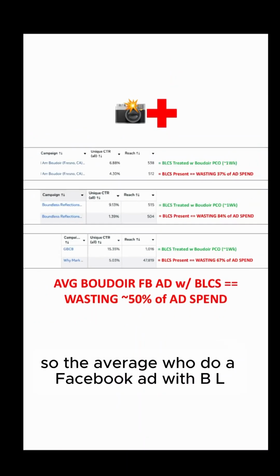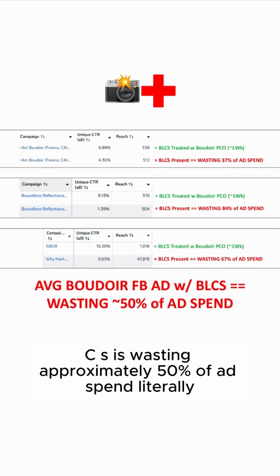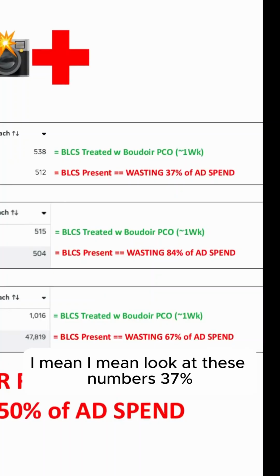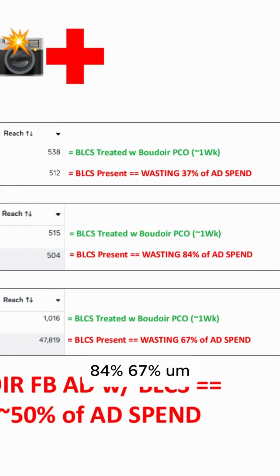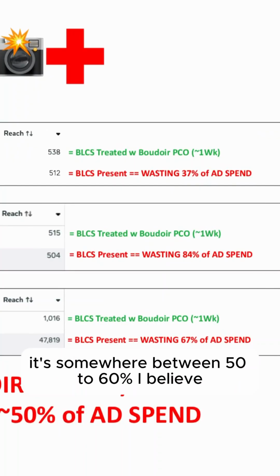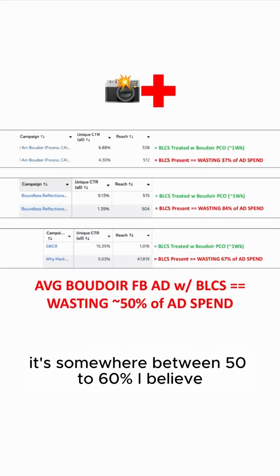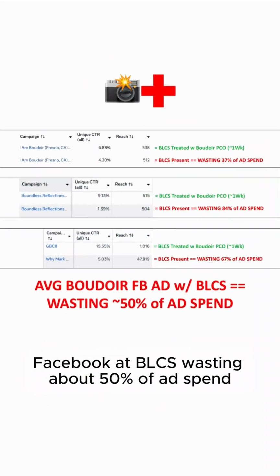So the average boudoir Facebook ad with BLCS is wasting approximately 50% of ad spend. Literally, I mean, look at these numbers: 37%, 84%, 67%. Just take the average of those. It's somewhere between 50 to 60%, I believe. So the average boudoir Facebook ad with BLCS is wasting about 50% of ad spend.